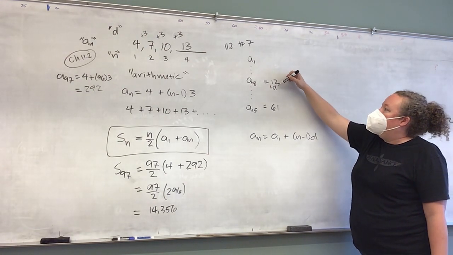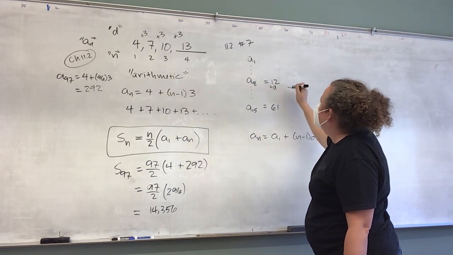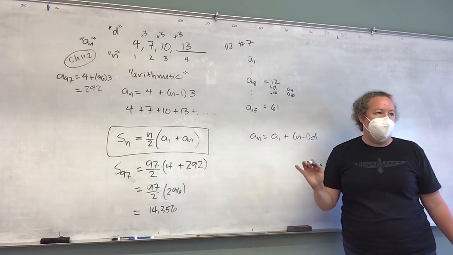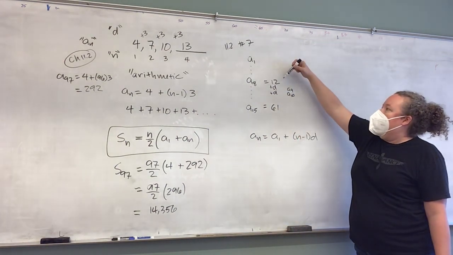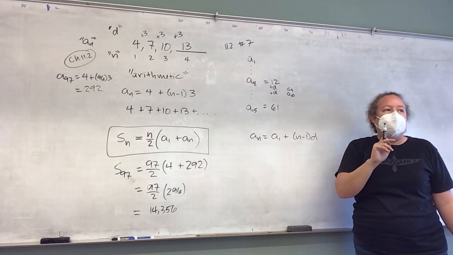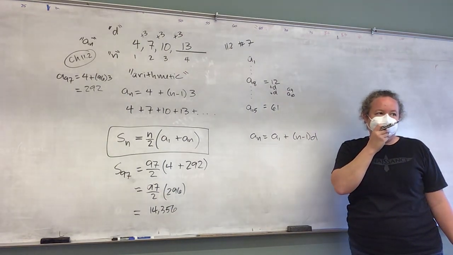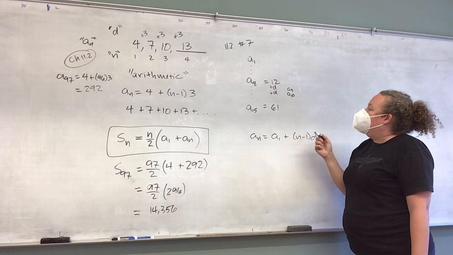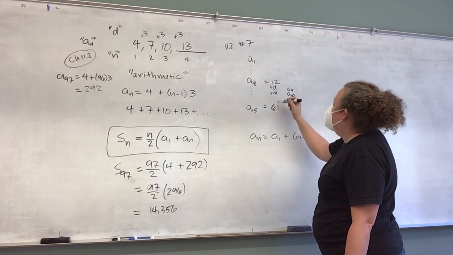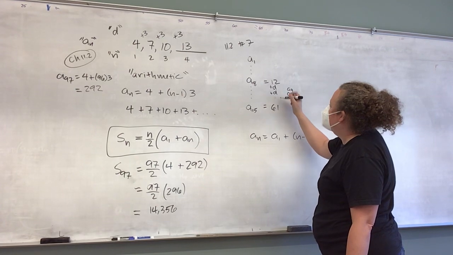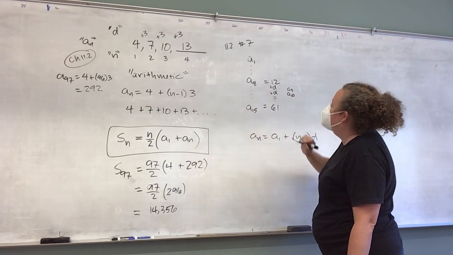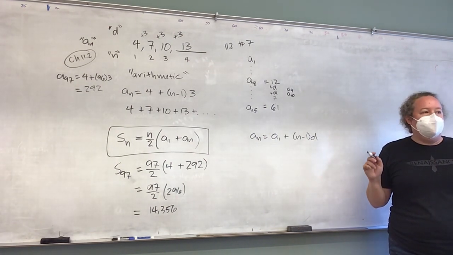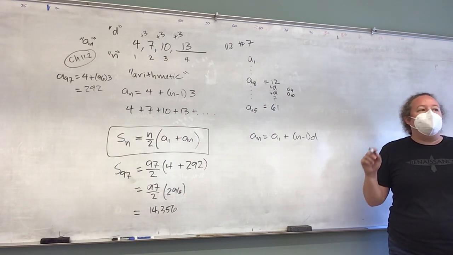If we add D once, then we're at A sub 9. If we add D twice, now we're at A sub 10. How many times do we have to add D to get to A sub 15 from A sub 8? 7? Yeah. So we're doing this 7 times to get from 12 to 61. How can we write that relationship as an equation?